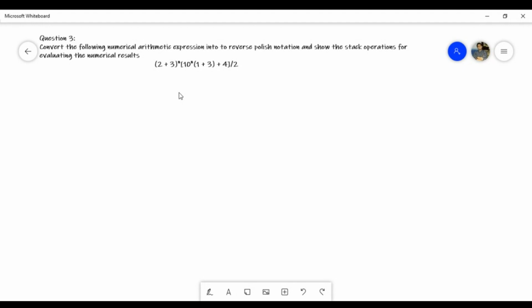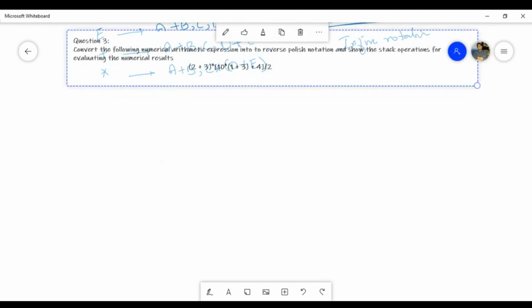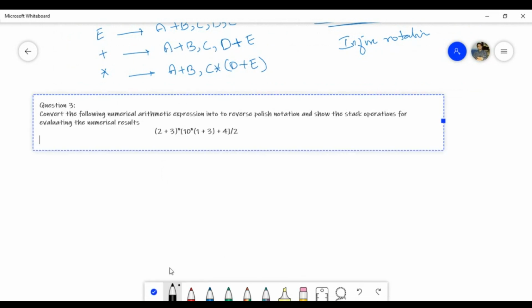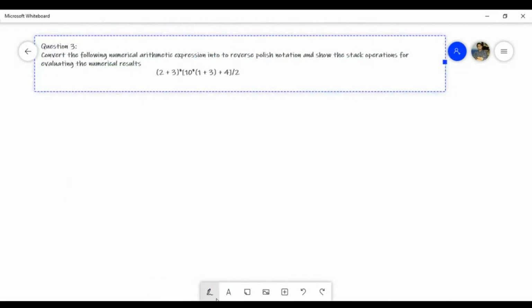Okay, let us start with question number 3. The given task is to convert the following numerical arithmetic expression into reverse Polish notation and show the stack operation to evaluate the numerical result. So we first have to convert this given expression into reverse Polish notation, RPN form. To convert into RPN form, first we just need to write it: 2 plus 3. We will underline the operation.